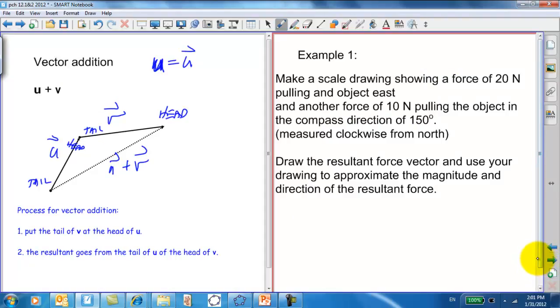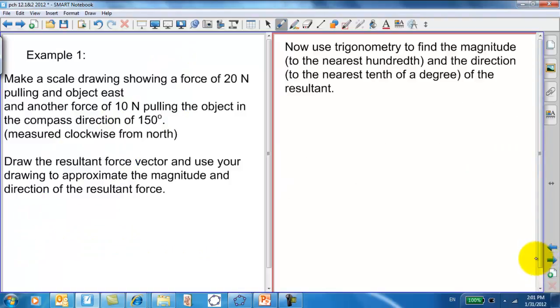So in this first example, make a scale drawing showing a force of 20 newtons pulling an object east, and another force of 10 newtons pulling the object in a compass direction of 150. That's measured clockwise from north. Draw the resultant vector and try and estimate it. So let's take a look here. Let me put one in between here.